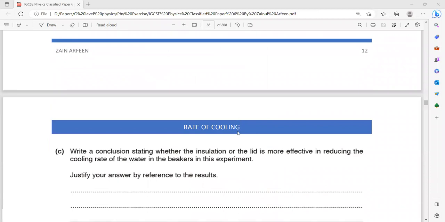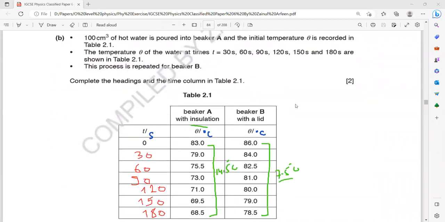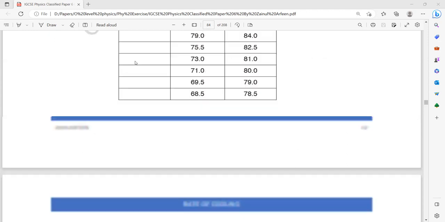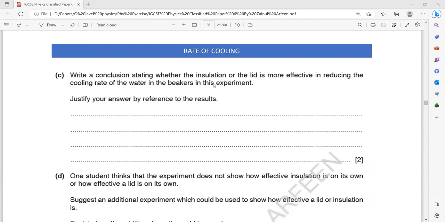They asked us to justify with reference to the readings. How do we justify? We mention that in 180 seconds, the temperature change with insulation was 14.5, whereas the temperature change with the lid was only 7.5. So the lid is better at reducing the rate of heat loss compared to insulation. So here, for the conclusion, we mention the lid, and why? Because with the lid, the temperature change was only 7.5, but with insulation, it was 14.5. Is it clear, Parchi?